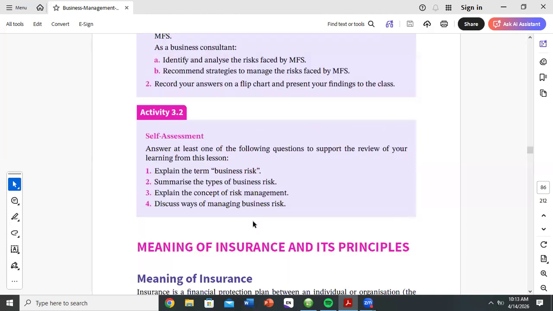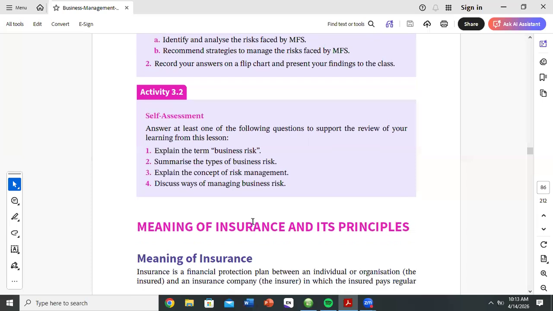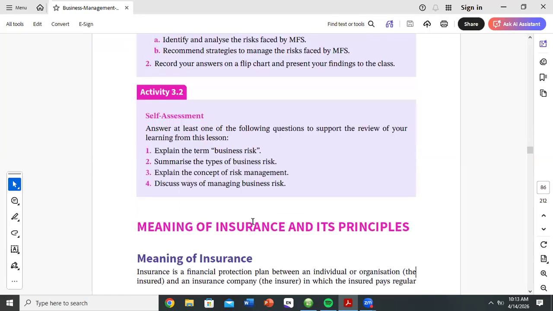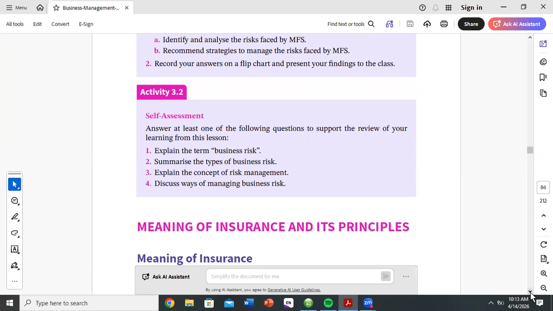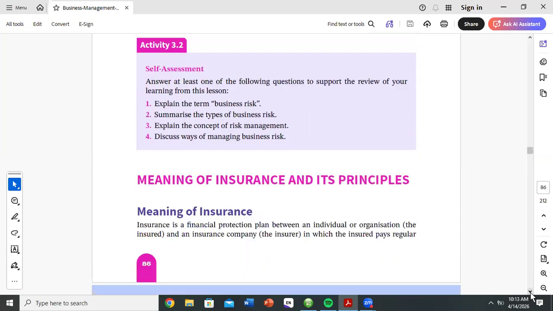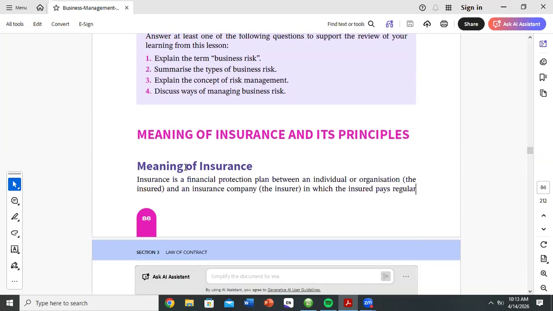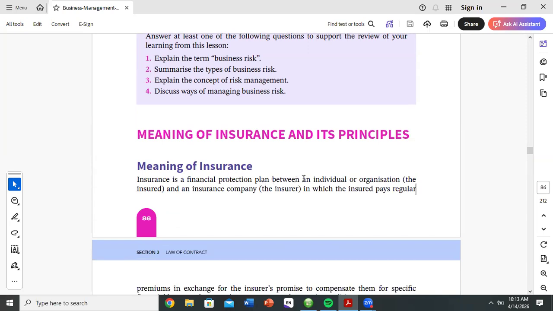Then you are being asked to do the following: explain the term business risk, summarize the types, explain the concept, discuss 4 ways of managing risk. So we took insurance, right? And then we explained insurance, and I hope now you appreciate the meaning of insurance. It's a contract. In your manual, it says it's a financial protection plan between an individual or organization, the insured, and an insurance company, the insurer. So take note of these terms: insured, insurer. You should know who these parties are.